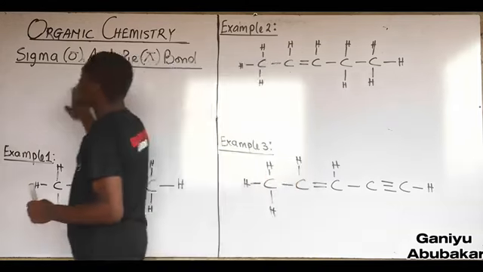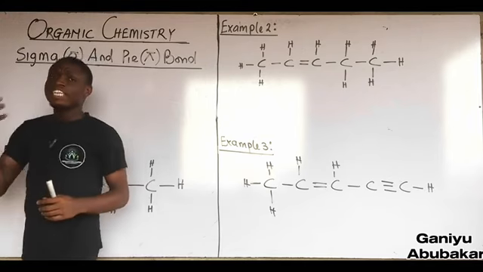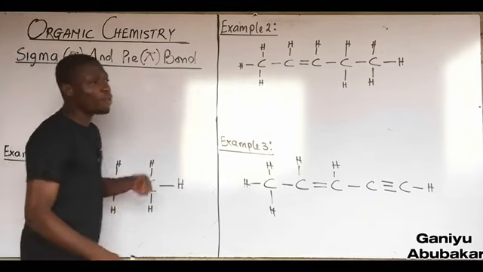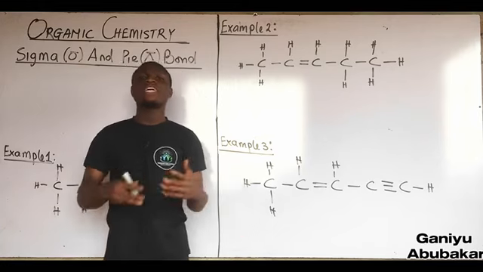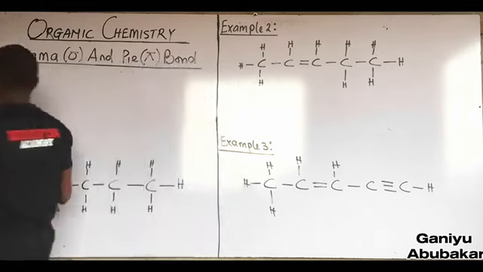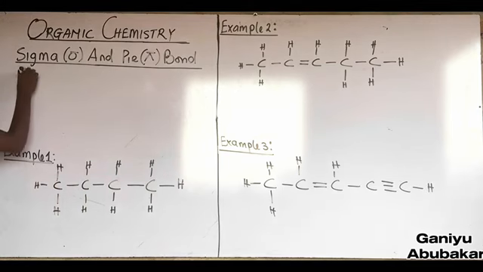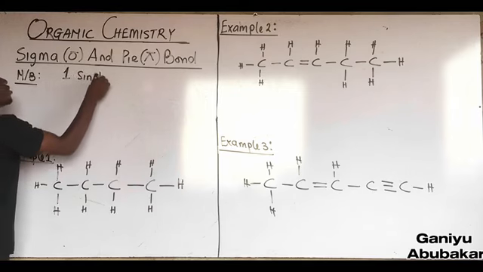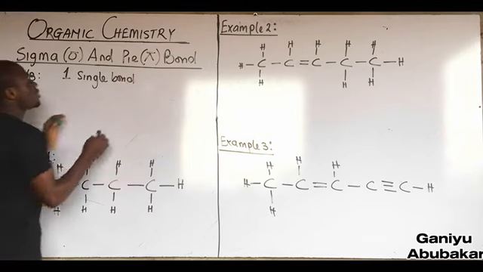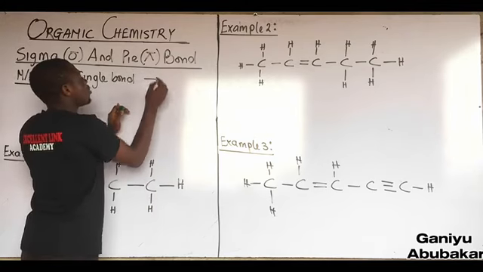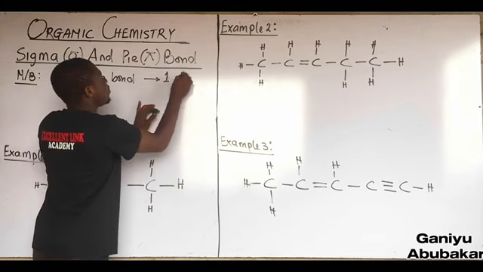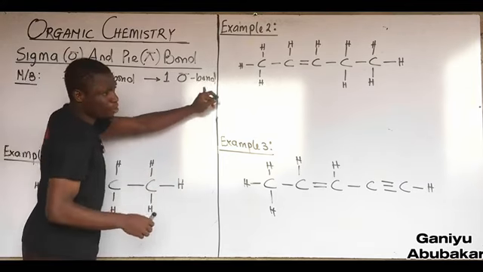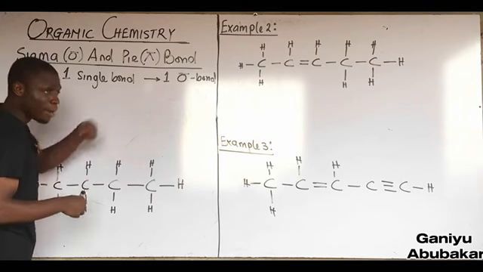So for the idea of sigma bond and pi bond, in general, if I'm given an organic compound such as this one here, and I'm told to find the number of sigma bonds and pi bonds, how is that done? How can I do that? So note the following, that one single bond produces or gives one sigma bond. So one single bond gives what? One sigma bond. So for every single bond, there's one sigma bond there.